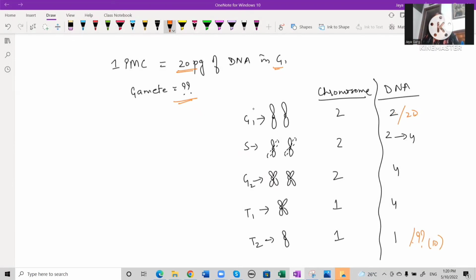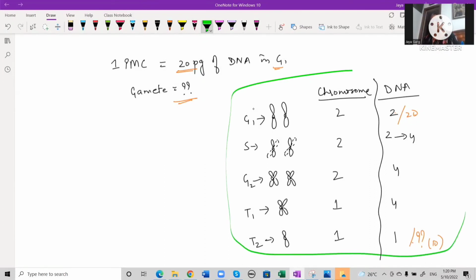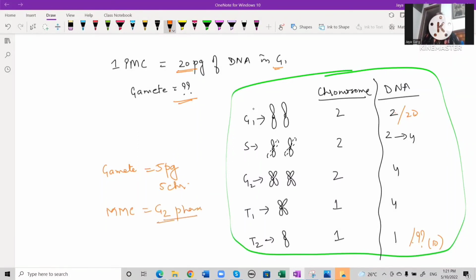Simple. If you copy this presentation in your rough note, in the NEET exam paper also, I think whatever question they ask you, you will not make a mistake for meiosis. Do this presentation on the side and start solving it. Now, one more question. I'm saying a gamete has 5 picogram of DNA and 5 chromosomes. How many are present in the megaspore mother cell in G2 phase? You have to tell me the DNA, you have to tell me the chromosomes.